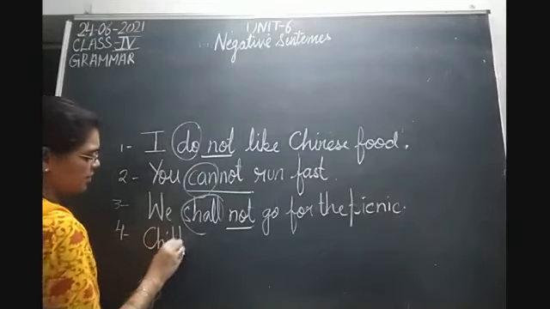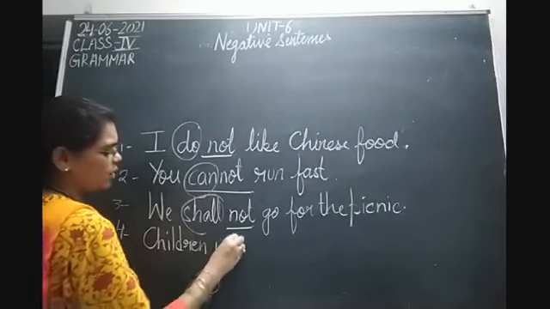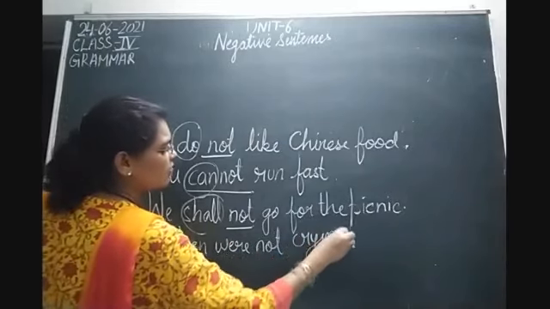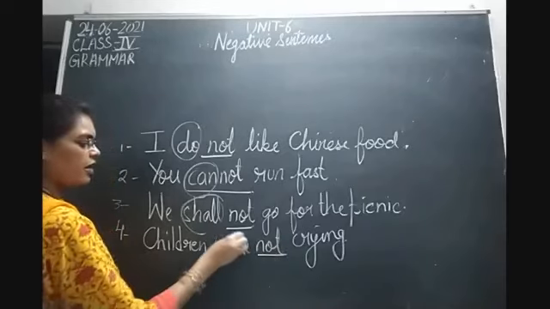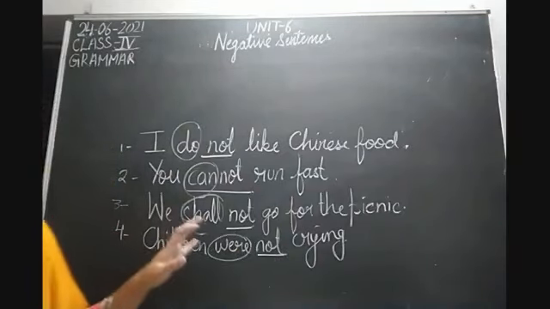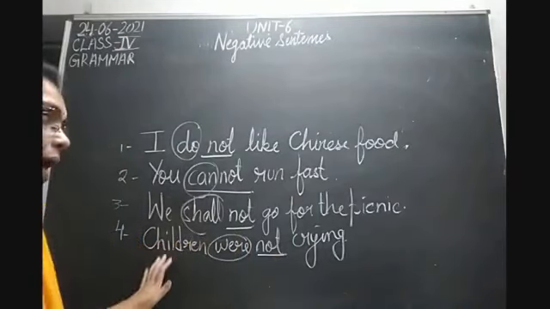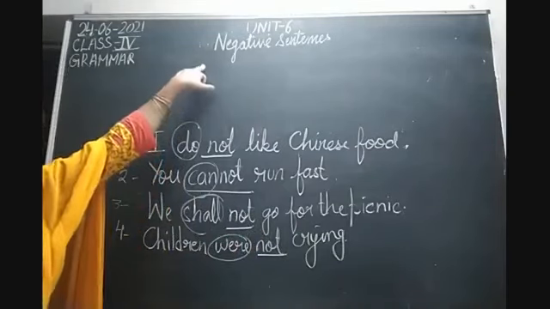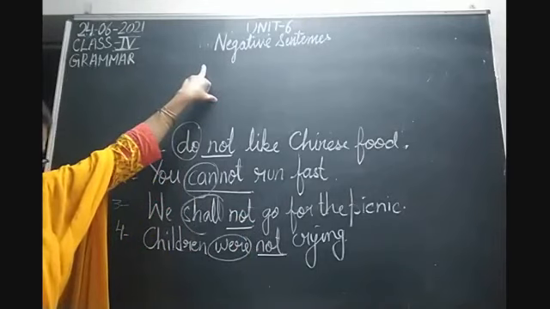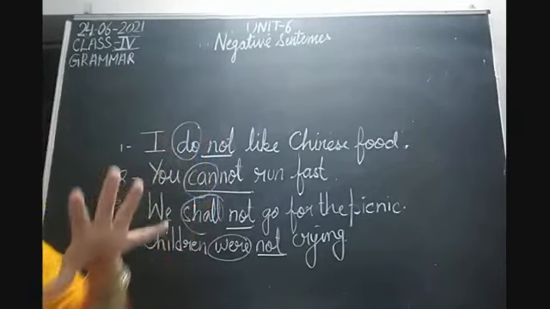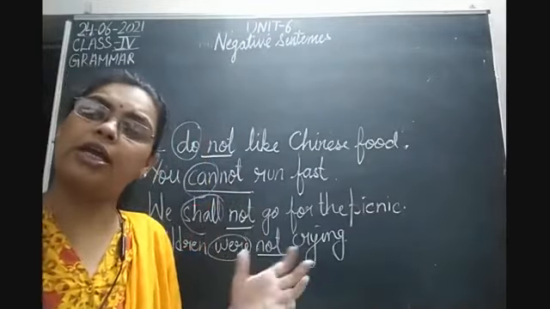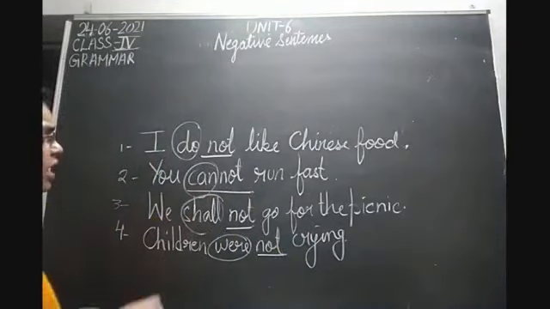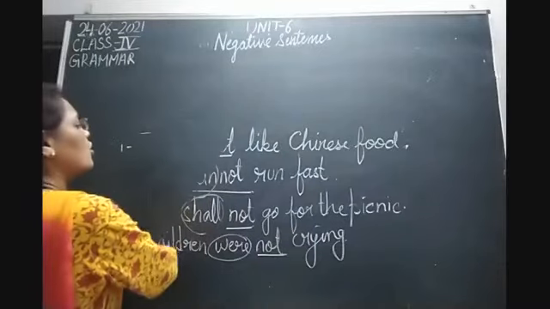Next example, children were not crying. Fine. अब यहाँ पे नॉट किधर आया है? वर्ब के बाद. तो ये ध्यान में रखना है कि जितने भी हेल्पिंग वर्ब्स होते हैं उनके बाद हम हमेशा नॉट लगाते हैं, और वो सेंटेंसेस जिनमें नो या नॉट लगा होता है उनको हम क्या बोलते हैं? नेगेटिव सेंटेंसेस. फाइन. और कोई भी सिंपल सेंटेंस है उसको हम जब भी नेगेटिव सेंटेंस में चेंज करेंगे, तो हम हमेशा कहाँ पे लगाएंगे नॉट? हमेशा हेल्पिंग वर्ब के बाद. अभी मैं आपको कुछ और एग्जाम्पल्स बताती हूँ.